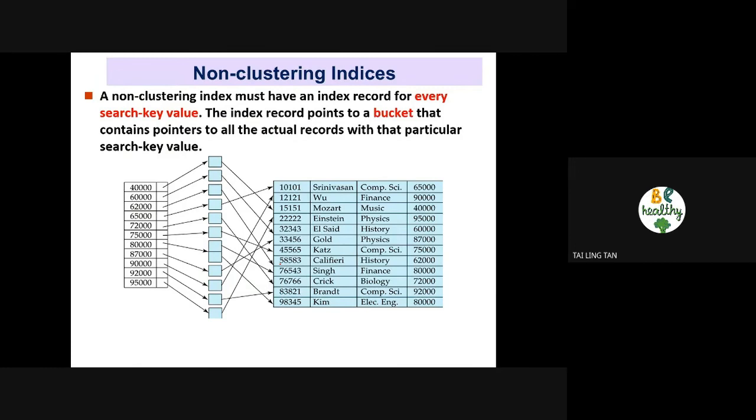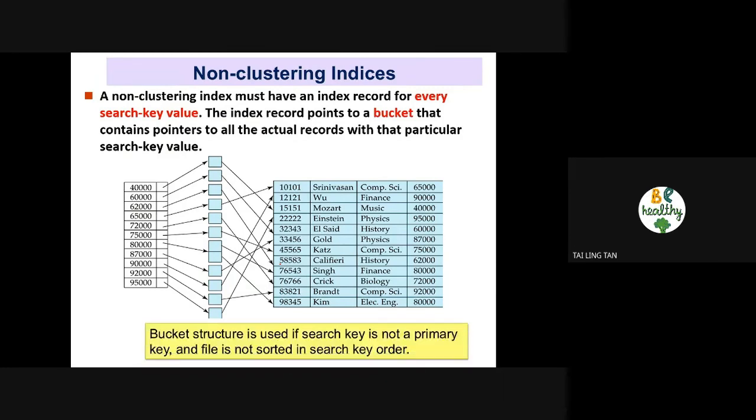A non-clustering index must have an index record for each search key. Okay, we have the bucket here, how many records, and then how many buckets. The index record points to the bucket that contains pointers to all the actual records. Okay, so for 40,000, point to this part, then point to this part, that is 40,000. So this is the example, and also the difference between dense and sparse index.